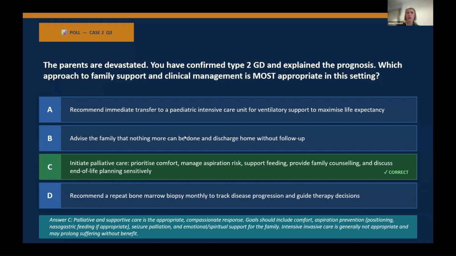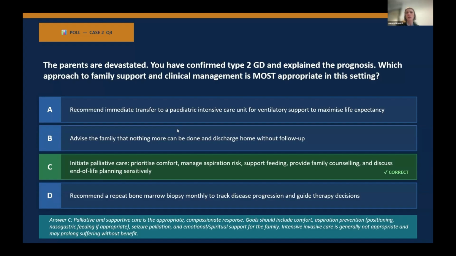In our experience in the UK, any of the babies that I've seen at that age with this kind of presentation sadly die within a few months. So this is rapid by the time they reach you. And so that kind of answers the question for D as well: repeat painful, uncomfortable and not really useful bone marrow aspirates are not helpful.